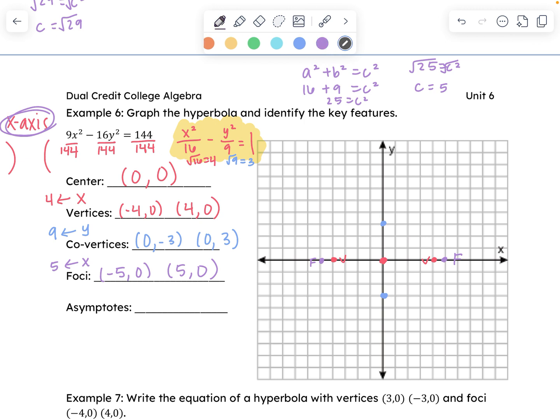We're going to draw our boxes connecting our co-vertices and our vertices in the pink and the blue. And then that's going to help us find our slope. We go up or down 3, and then left or right 4. So it's 3/4. It would help if I could draw these a little bit better. So here's my diagonals.